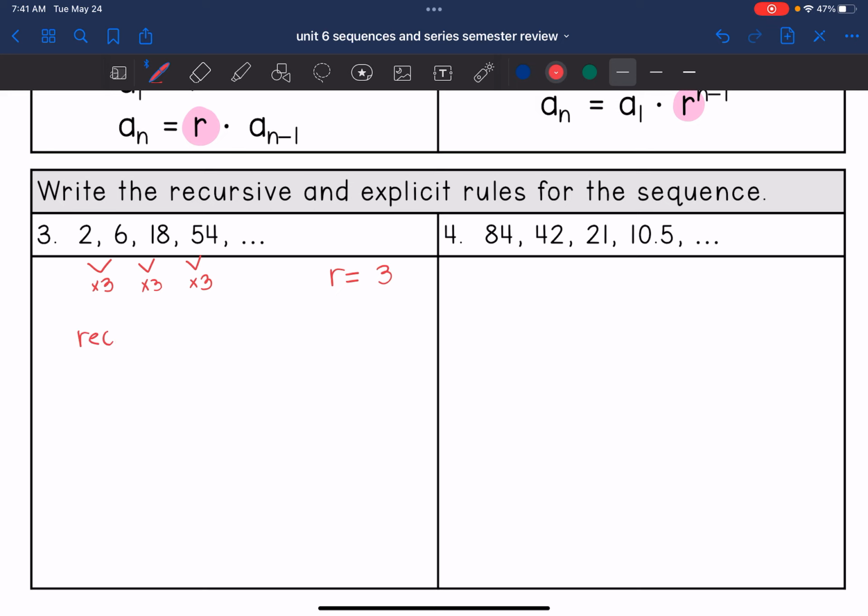So for our recursive rule, always state the first number. So a sub 1 was 2. And then for a sub n, our common ratio is 3, and we would multiply that by the previous term.